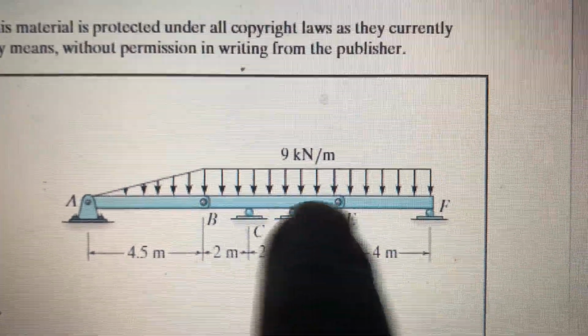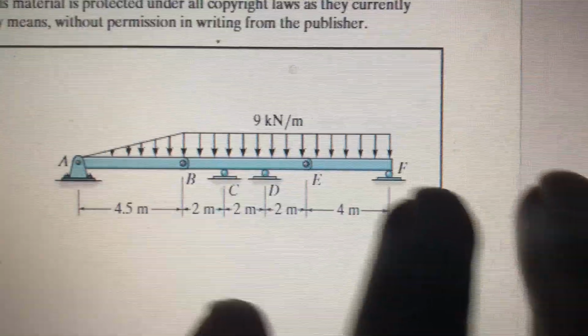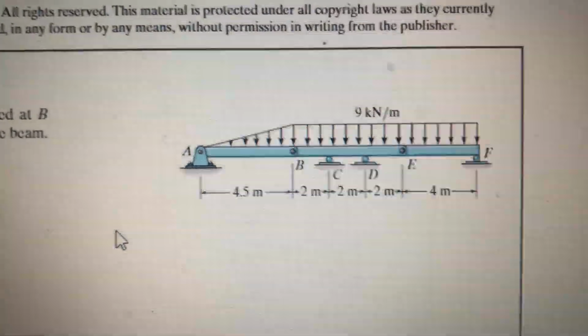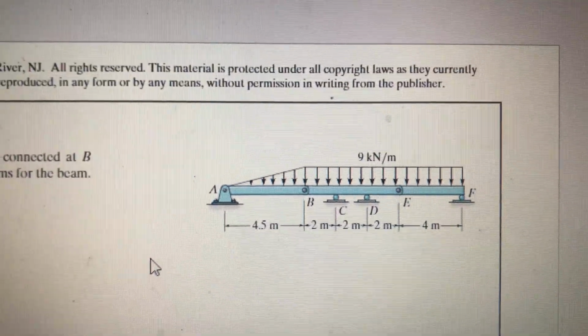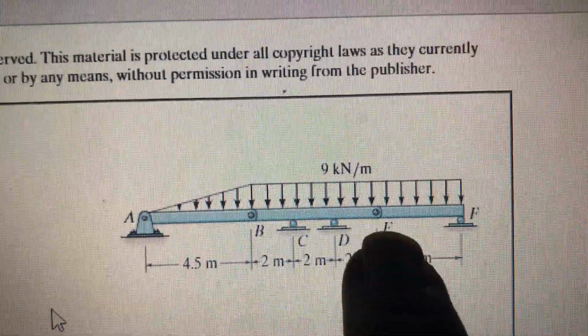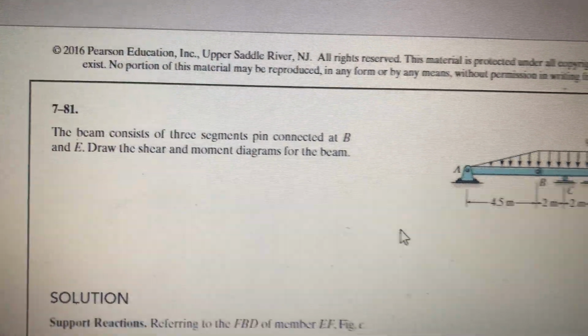2 pins, which means that you could take this beam off, leave this beam here, and take this beam to the other side. So you'll have 3 beams connected with 2 pins. Okay, draw the shear moment diagram.